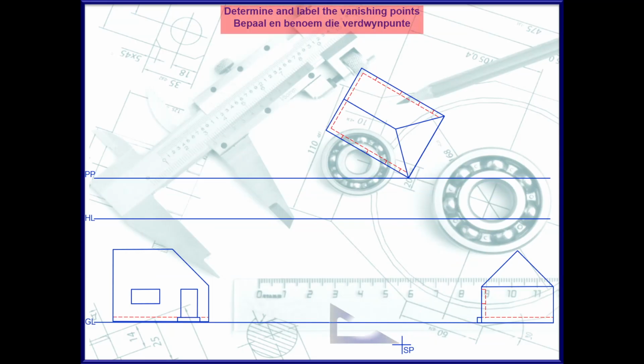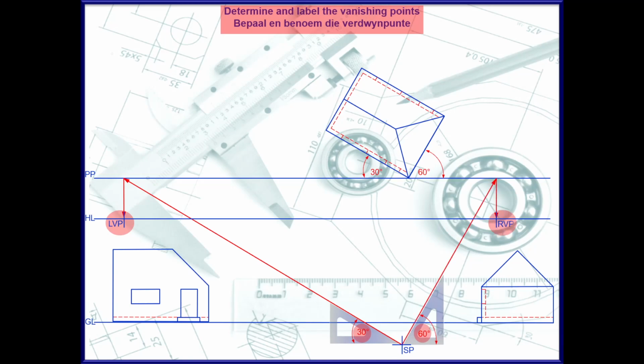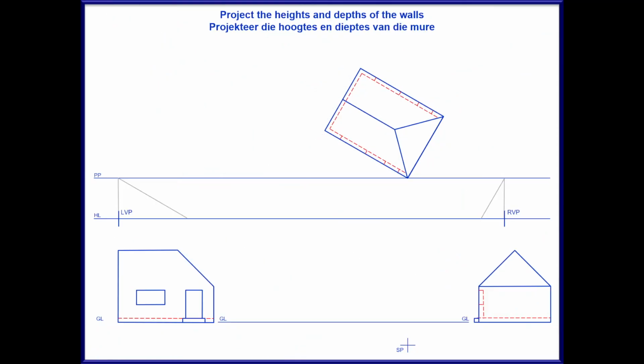So we will take our 30-degree set square and on a 30-degree angle and parallel to the top view project back towards my picture plane, 90 degrees back towards the horizon line, and that will give me my left-hand vanishing point. I will take my 60-degree set square and on a 60-degree angle and parallel to the top view project back towards the picture plane, 90 degrees back towards my horizon line, and that will give me my right-hand vanishing point. Next, we need to project our height and depth of the walls.